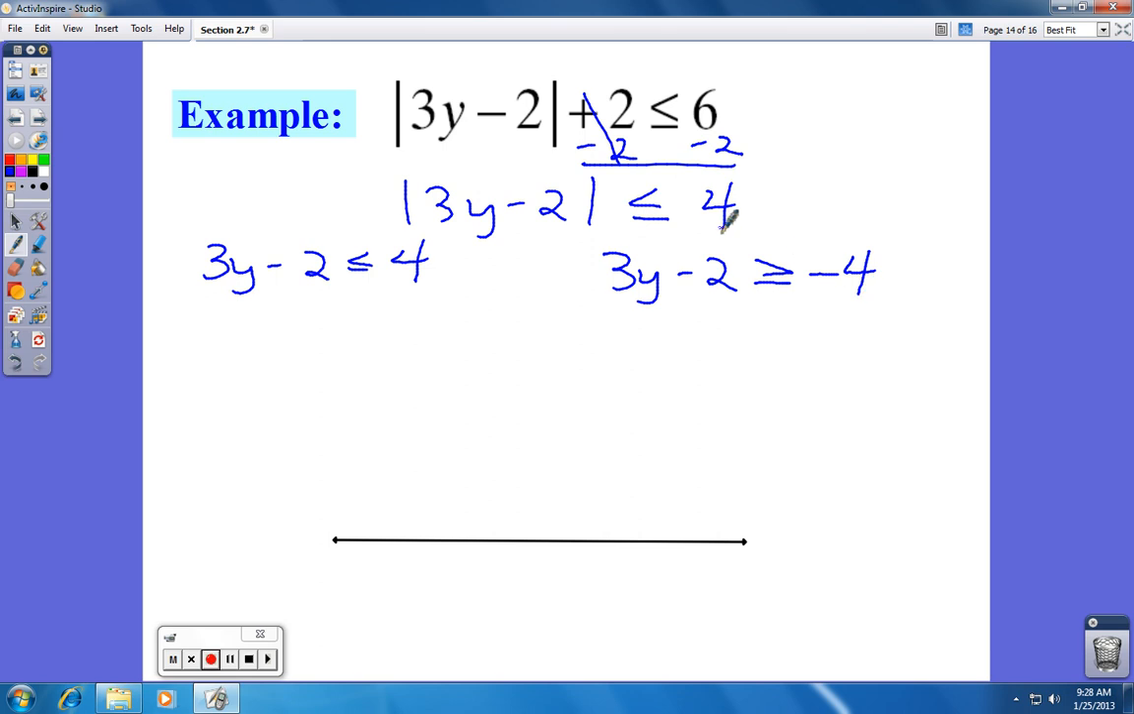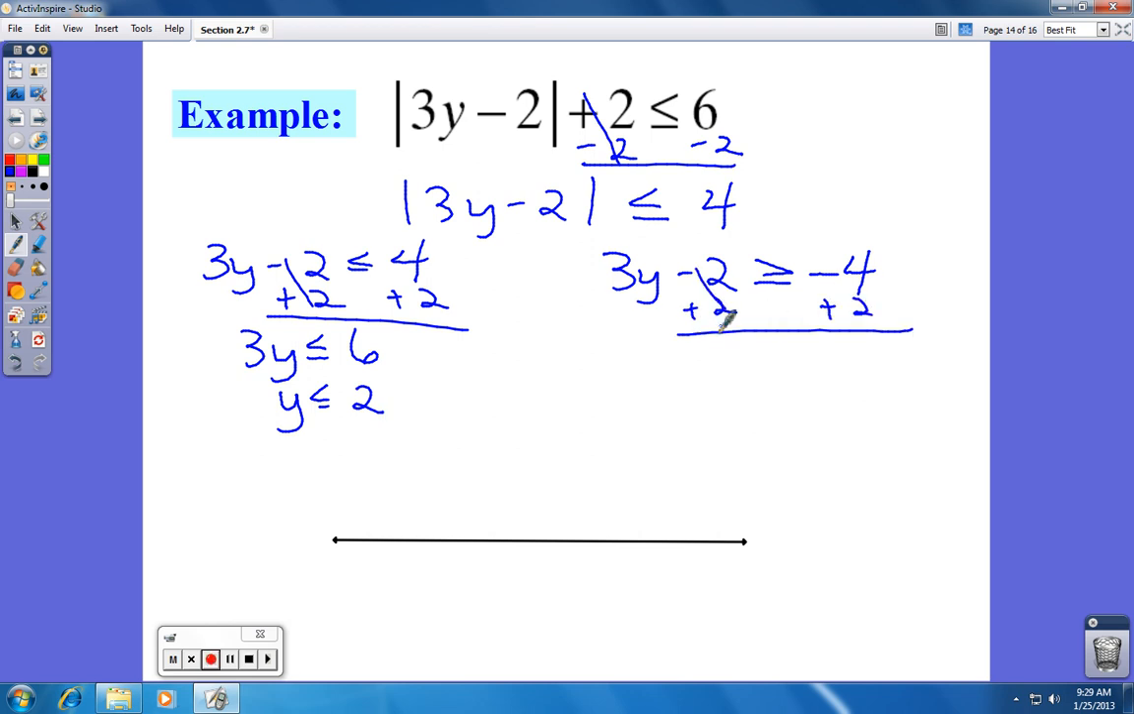Remember, when we change from positive to negative, you've got to reverse this symbol. Solve the equation. We're going to get 3y less than or equal to 6. Divide by 3, y less than or equal to 2. Here we're going to add 2 again. We get 3y is greater than or equal to negative 2. We're going to divide by 3. That's going to give us y is greater than or equal to negative 2 over 3.